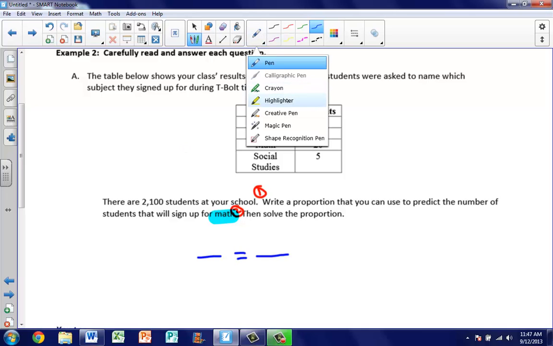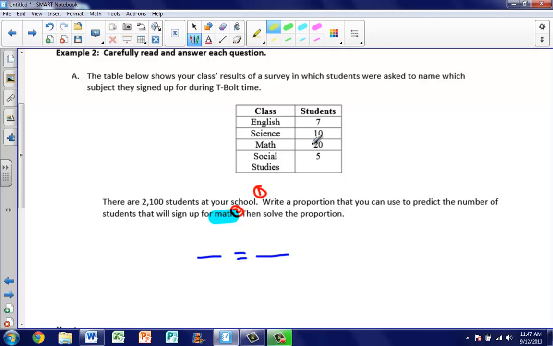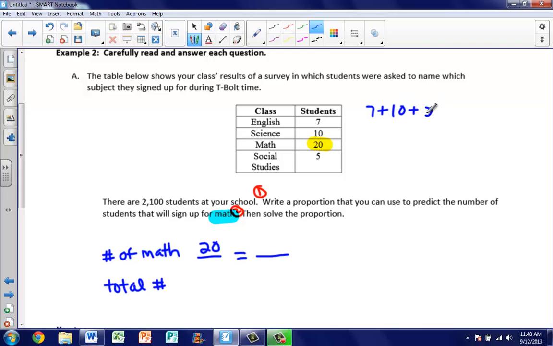We know already that given this survey, so far 20 students have signed up for math. So in our numerator, we are going to have 20. That's the number of students that have signed up for math based on this survey. Now we need the number of students that signed up for math over the total number of students. So underneath in our denominator, that's going to be the total number that were surveyed. So in this case, we have to take 7 plus 10 plus 20 plus 5. When we add all those together, we find out that 42 students were surveyed. So that's going to be the number in my denominator.